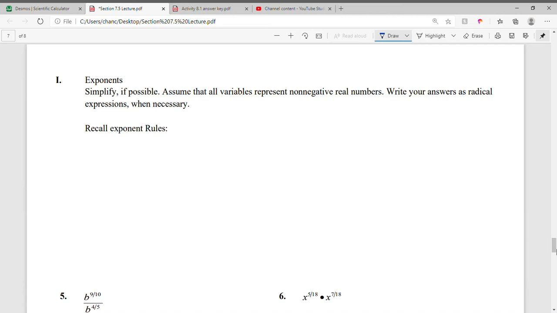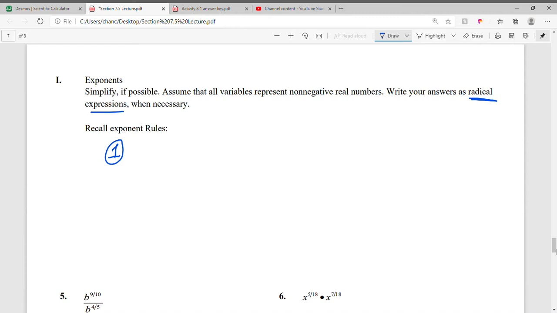In this question, we want to simplify if possible. Assume that all variables represent non-negative real numbers. Write your answers as radical expressions when necessary. So at the end, we want to make sure our solution is in radical form. But before we do that, let's recall some exponent rules that we should already know.